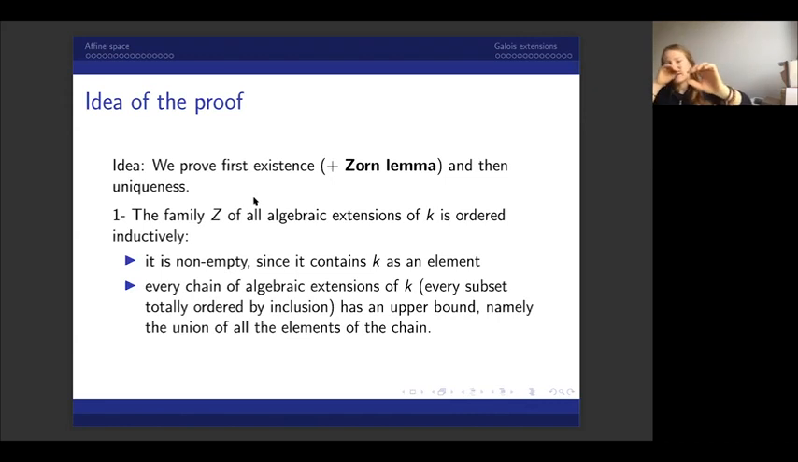So we were saying that we had some small field K, which is contained in something bigger, and so on. The Russian doll system, right? Bigger, bigger, bigger. So you have a poset, you have some order notion. It's not empty because it contains K as an element. And now you have chains.